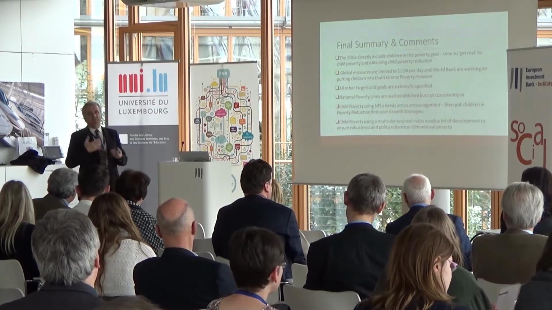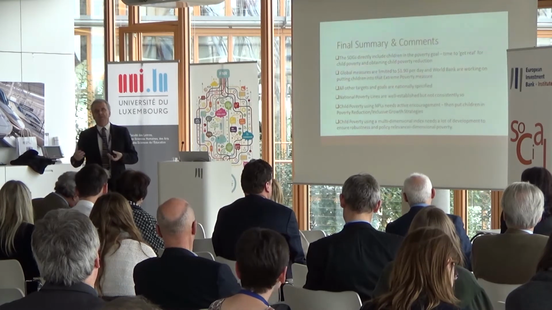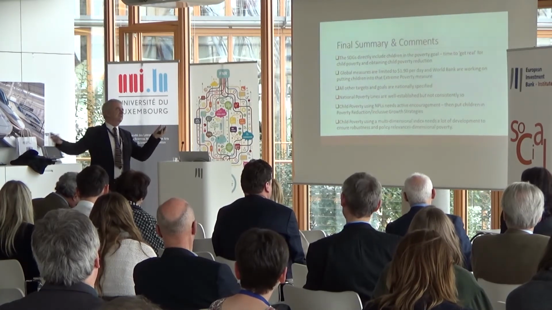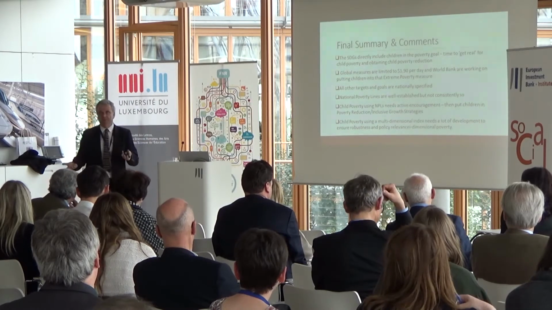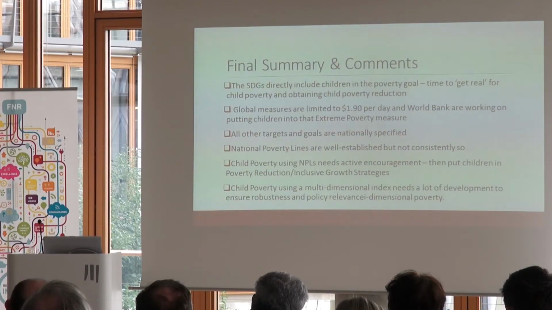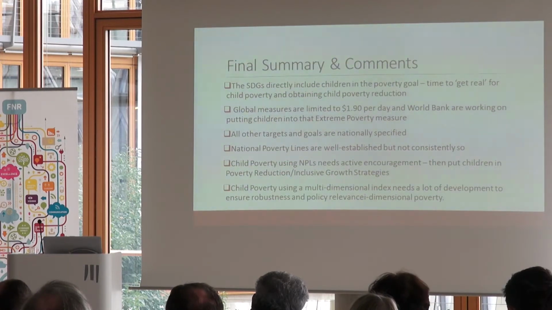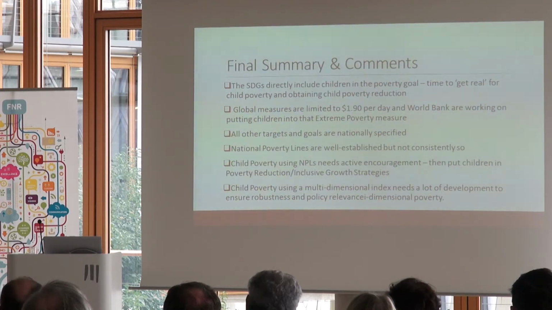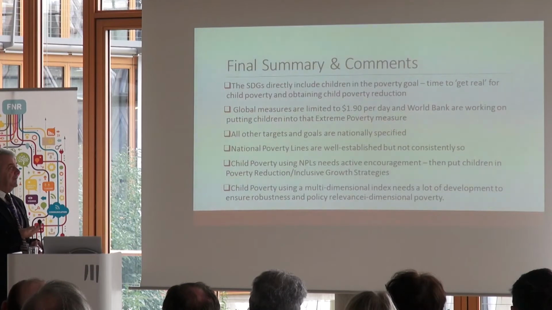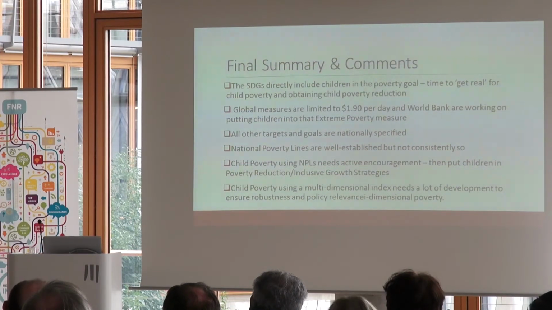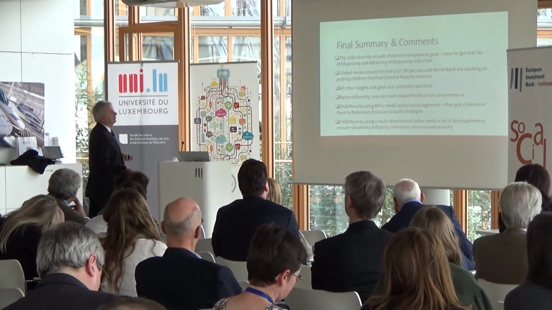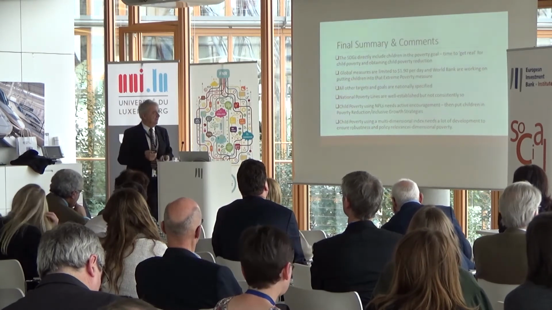We've developed lots of ways of looking at child poverty, which are great. We can describe child poverty in eloquent ways for advocacy purposes. But for SDG poverty reduction, we may have to focus on measurability, on applied policy outcomes. Global measures are limited to $1.90 per day. But the good news is even on that very limited measure, the World Bank are beginning to look at children in poverty and are committed to put children into that extreme poverty measure.